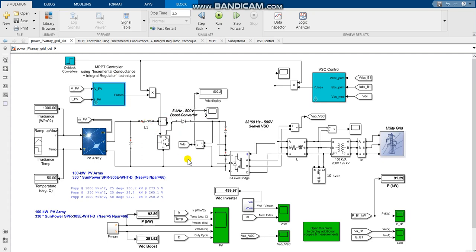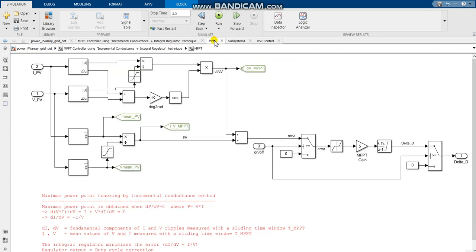Now, this boost converter is controlled by an MPPT controller. That controller uses the Incremental Conductance method. We can view the algorithm that it uses for this. Incremental conductance takes the current voltage, the change in current, and the change in voltage in order to compute how much it needs to change the duty cycle for each sampling period.